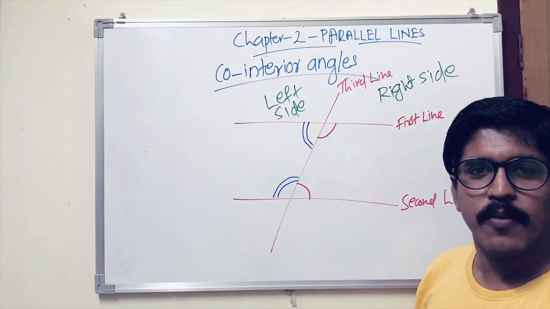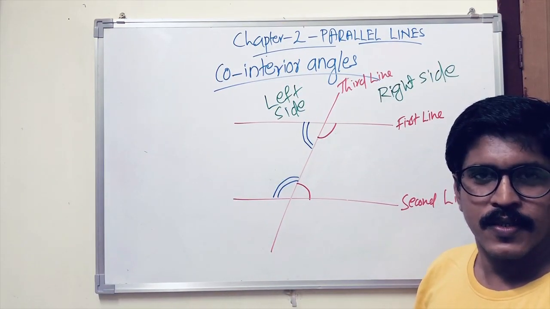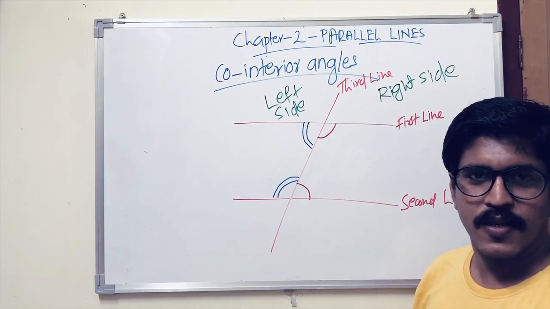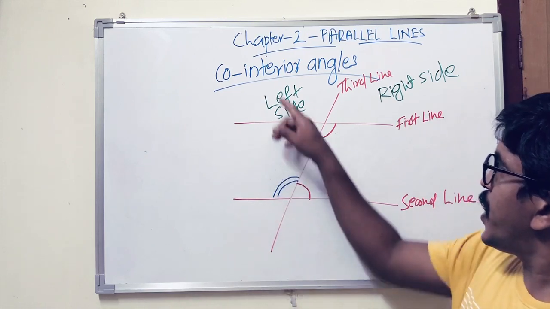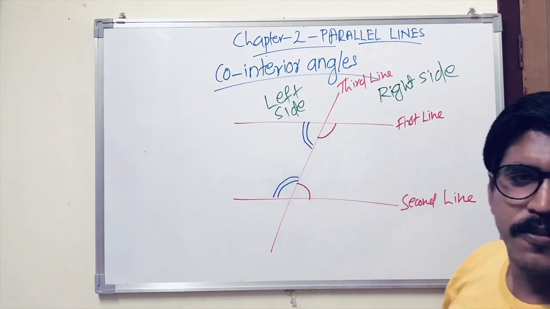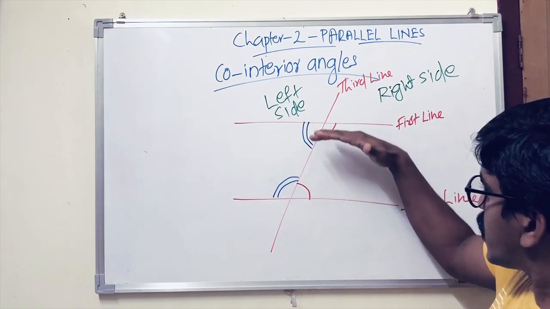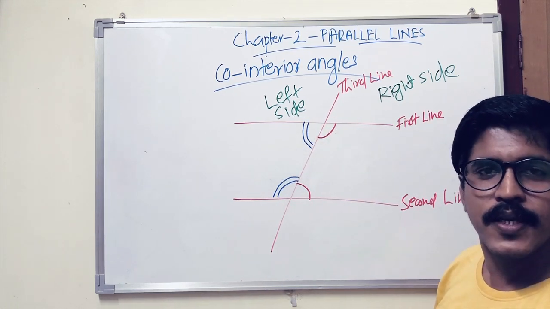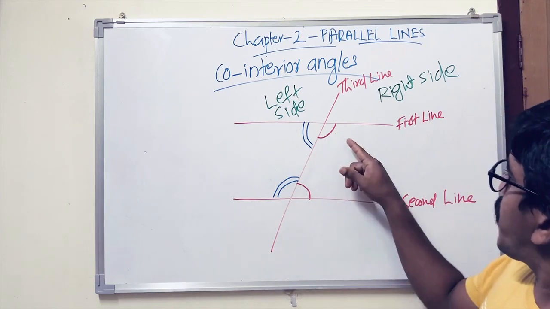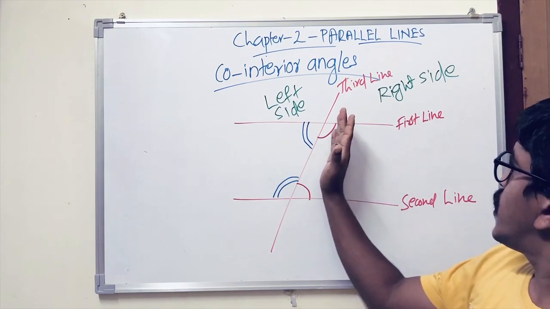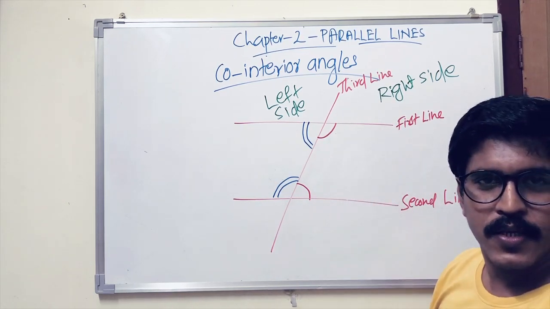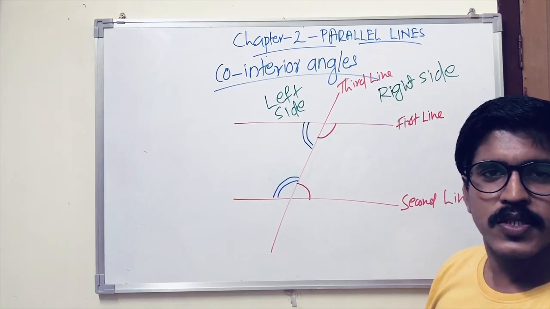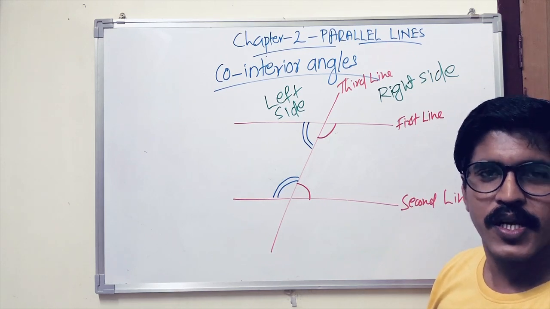Now we can discuss about co-interior angles. We need to know two things before marking co-interior angles. First thing is, the name you can see interior. Interior means inside. So the angle should be inside the two lines. Second thing is, the pair of angles should be same side on the third line. So these are the two conditions to mark co-interior angles.